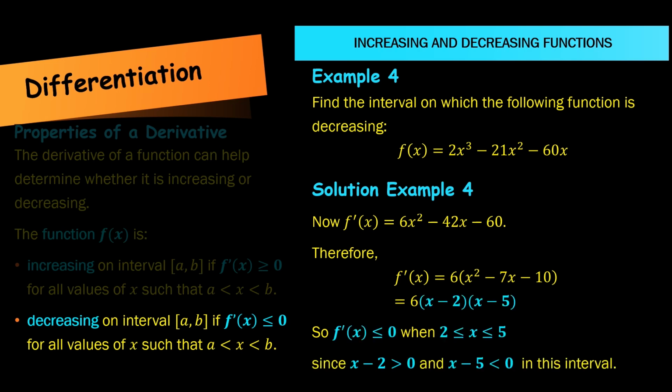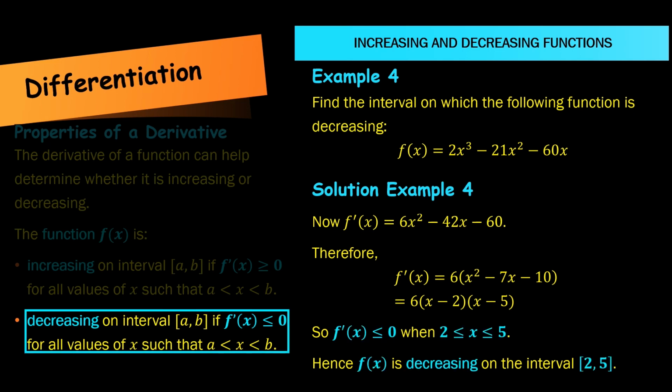And this is because x - 2 is greater than 0 and x - 5 is less than 0 in this interval. So when we multiply a positive and a negative by one another, we get a negative. Therefore, f(x) is decreasing on the interval (2, 5), from this rule shown here.